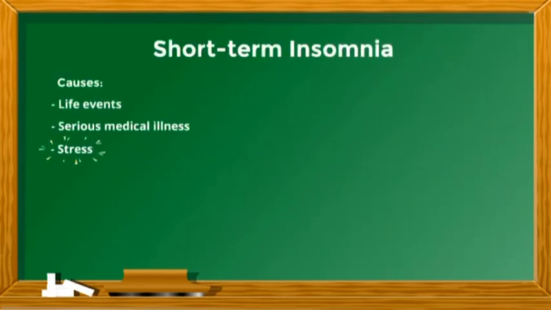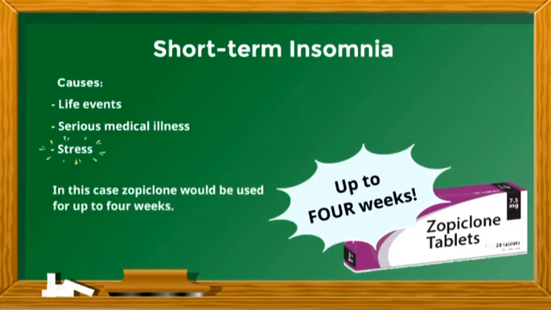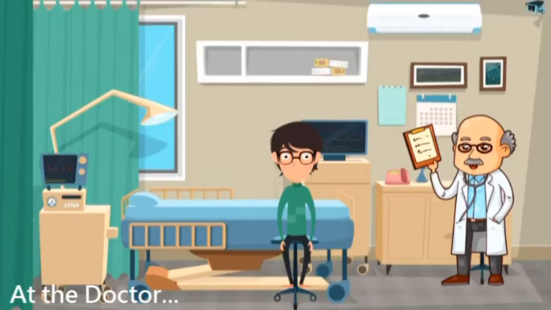The last type of insomnia is short-term insomnia. It's probably the most common type. It's insomnia induced by stress, which is what Xavier is suffering from, emotional events such as death or trauma, and can also be an effect of a serious medical illness. In this case, zopiclone would be used for up to 4 weeks.